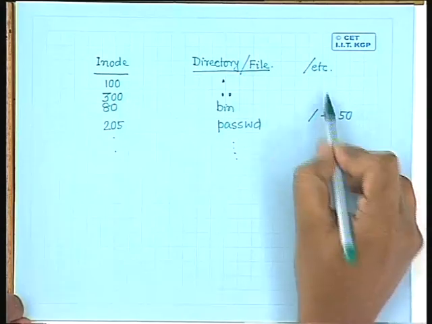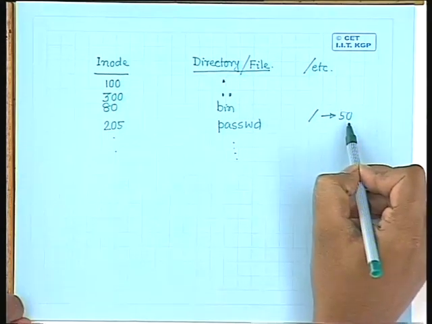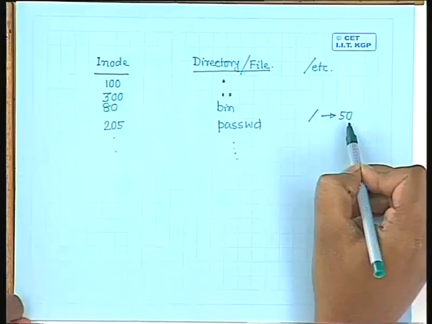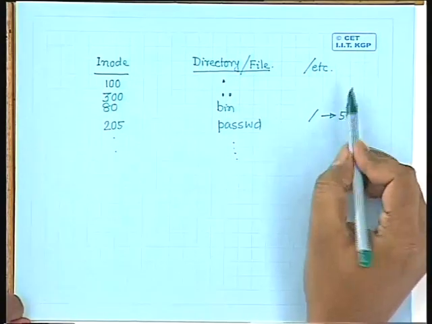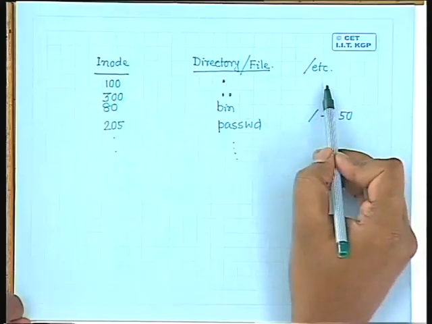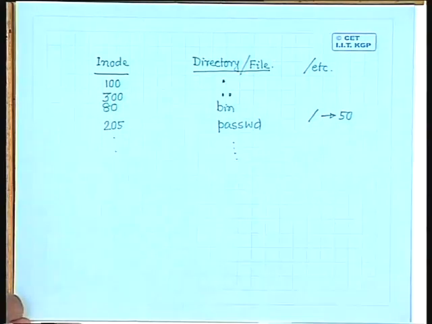Okay. The root directory inode number is usually stored in a global variable which is accessible to all processes, but this cannot be modified. Similarly, the current directory inode number is within the directory itself.